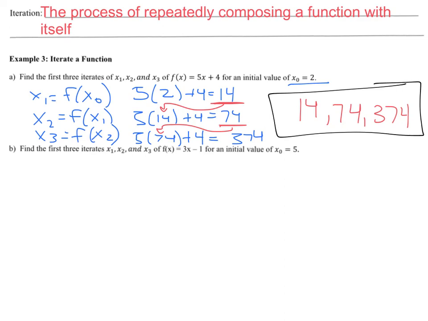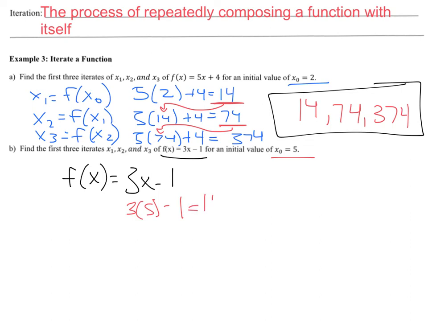So in example 2, we're going to be doing the same thing. We're going to take the formula that they gave us, f of x equals 3x minus 1, and the first thing we're going to do is take that x sub 0 equals 5 that they gave us and plug that in. So we have 3 times 5 minus 1, so we'd have 15 minus 1, which is 14.